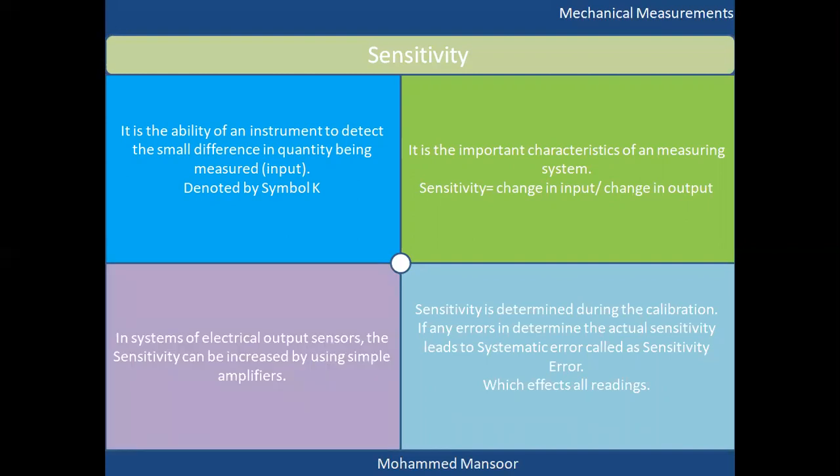In systems of electrical output sensors, the sensitivity can be increased by using simple amplifiers. In the case of sensors, if you want to increase the sensitivity, that is, for a small change in the input it should be able to give values, or it should be able to detect that small change in the input, then we can make use of amplifiers. These amplifiers in the electrical output signals will increase the sensitivity.